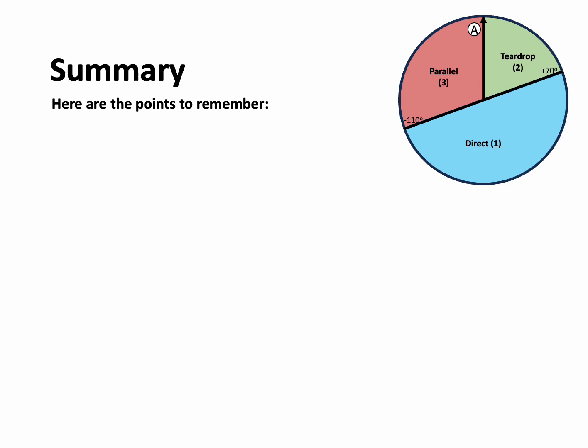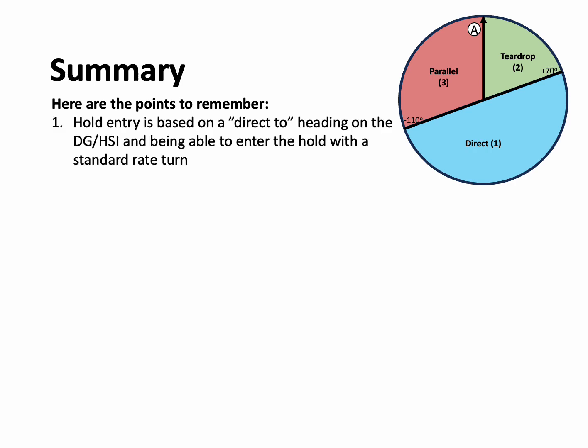Here are a couple notes to remember as we close down this lesson. The hold entry is based on your airplane flying a direct course to the holding fix position or VOR, and you will enter the hold using a standard rate turn. Neither the regulations nor ATC requires you to use a particular hold entry, and you will likely remain within the protected area regardless of the entry you select. However, an incorrect hold entry may require a higher rate of turn, which in IMC conditions could be hazardous.